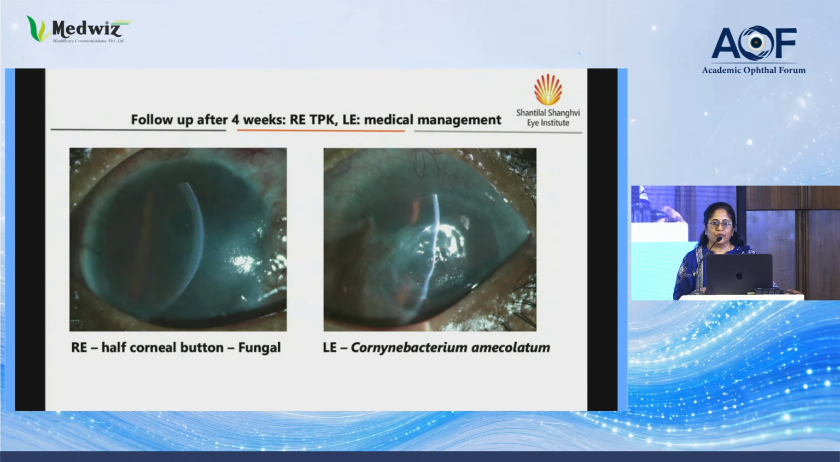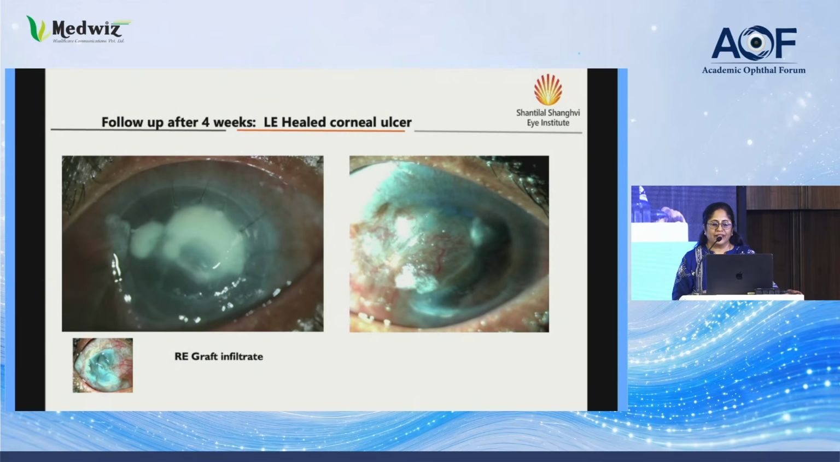So in the right eye, it was a fungal infection, and we had to soon do a therapeutic keratoplasty for her. In the left eye, luckily, it was a bacterial infection which slowly improved over time, but with dense vascularization, which seals the infection at least. The right eye, we did a graft. Again, she had a recurrence of infection in the graft. This time it was bacterial, and there was a poor prognosis.